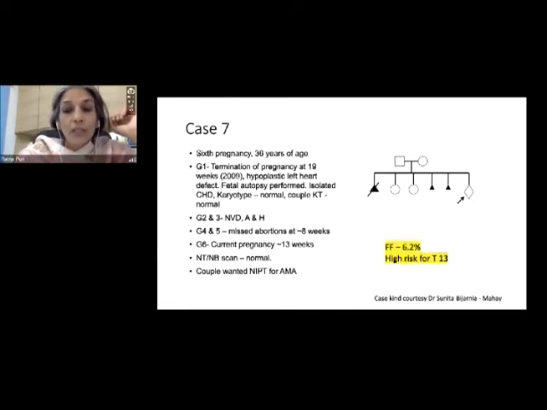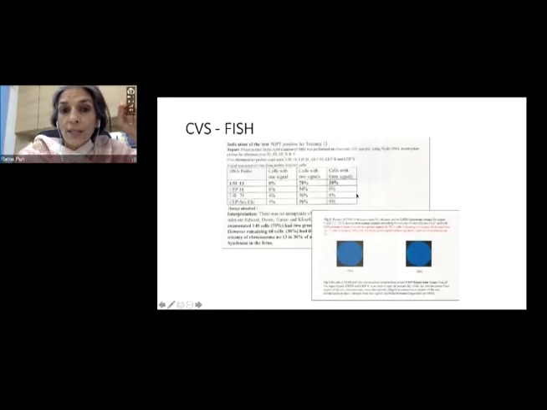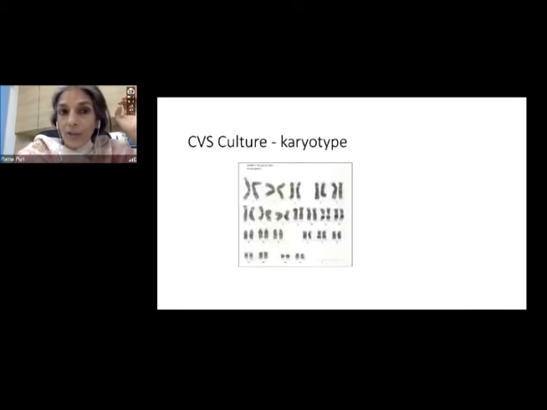The NIPT came back as high risk for trisomy 13 and the fetal fraction was adequate. The chorionic villus sampling was done and in that tissue, in the chorionic villus sample, the FISH showed mosaicism for trisomy 13. There were 3 signals, 30% trisomy 13 and 70% was normal. We went ahead and looked at the karyotype. The CVS karyotype was normal.